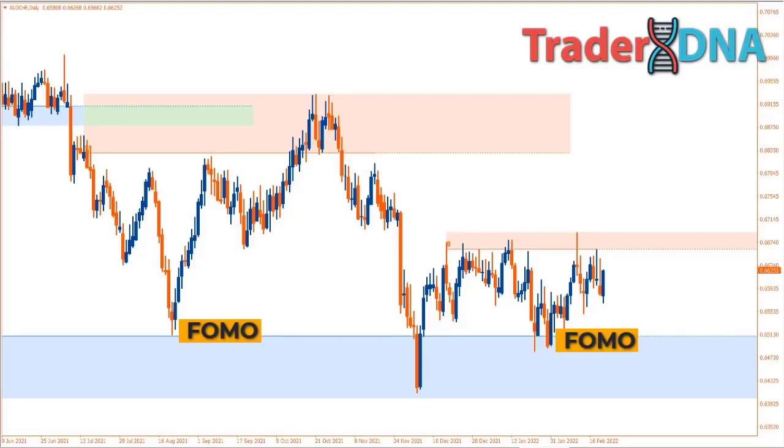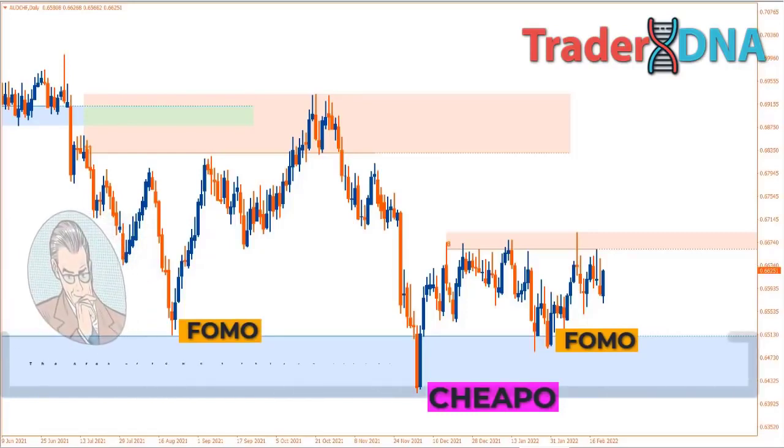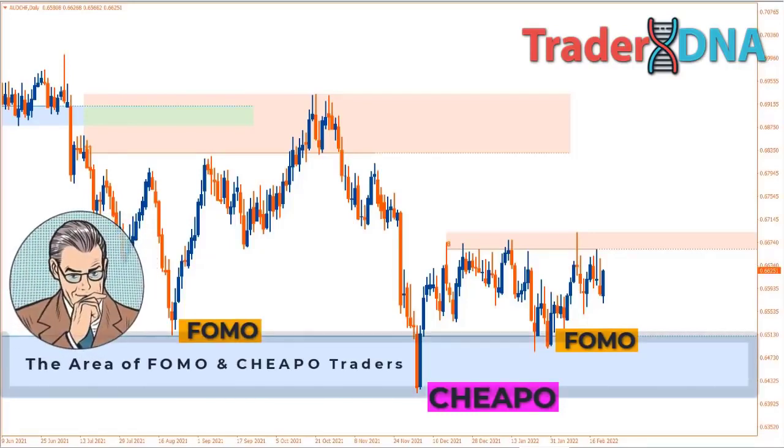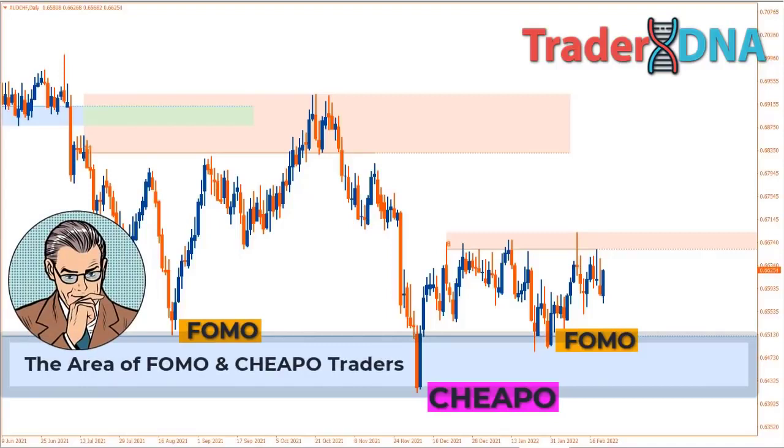On the other hand, there are traders who want to get the best possible price, so they place orders at the low of support. And if enough traders do it, the market will reverse near the lows of support. But here's the thing. You've no idea which group of traders will be in control, whether it's FOMO or cheapo traders. Thus, support and resistance are areas on your chart, not lines.